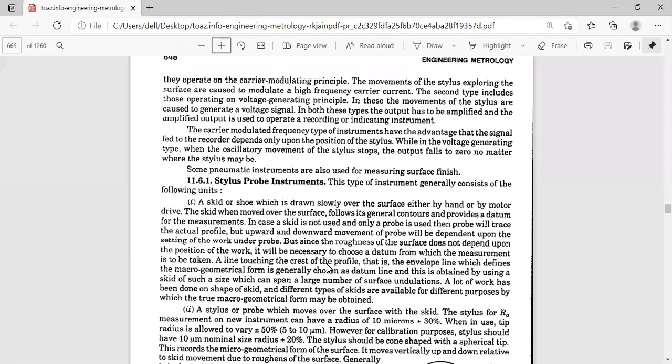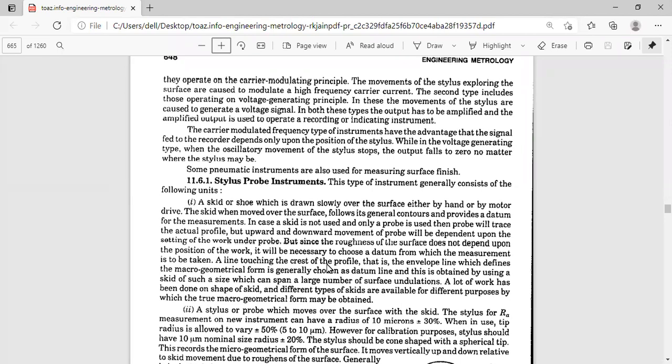This particular line is also called the envelope line. It will be defining the macro geometrical form. Already we have seen the macro and micro. Macro geometrical form will be just defining the waviness. Not much, but we are only concerned about these surface roughness instruments. Already I told you, for waviness you use a waviness meter rather than these direct measuring instruments.